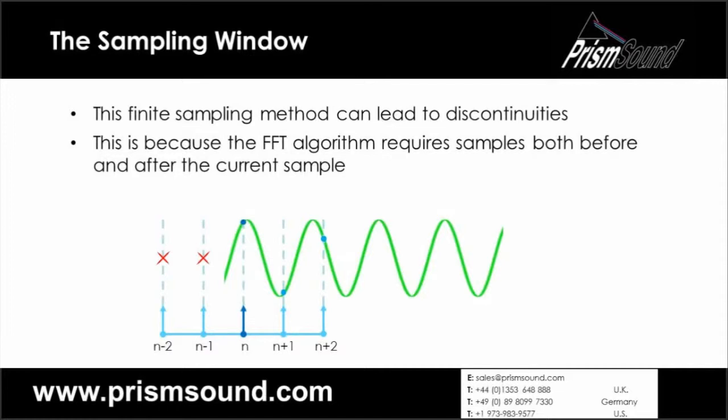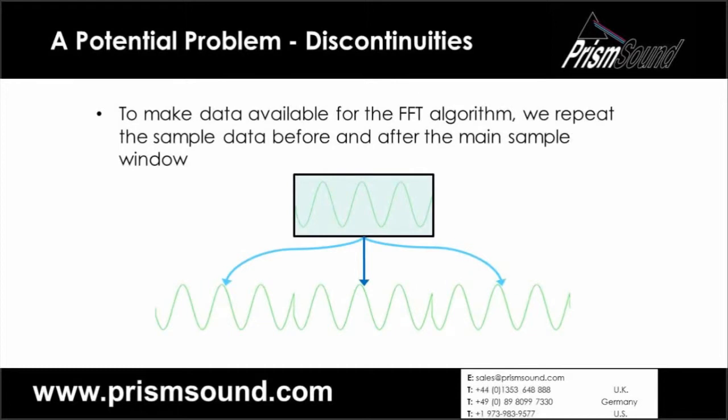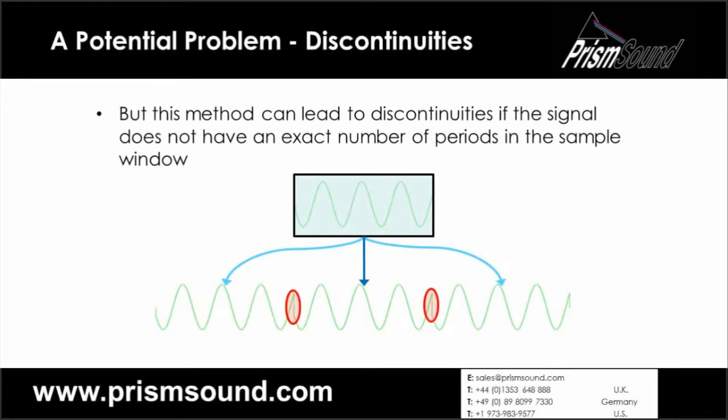So what we do to get around this is we effectively repeat the data before and after our actual sample window to simulate having real data there. But this can lead to a discontinuity in the signal if our input stimulus doesn't have an exact number of periods within the window. As you can see here, these red circles, there's a big step in the wave, and that's going to cause a lot of problems.